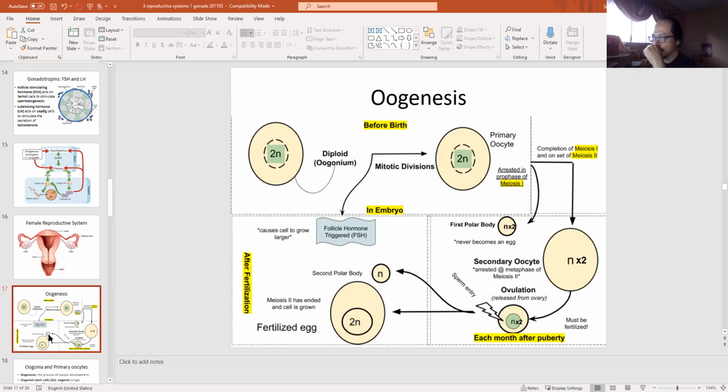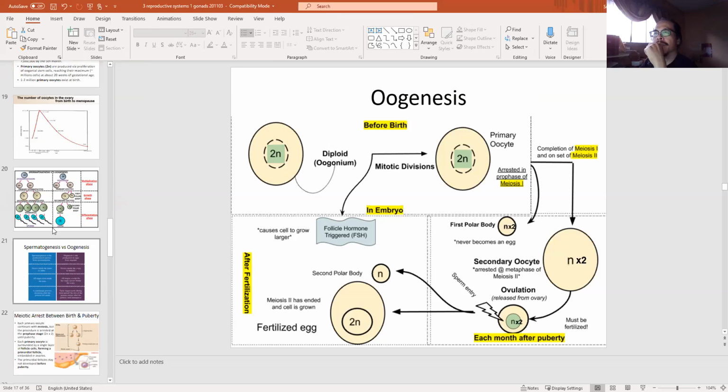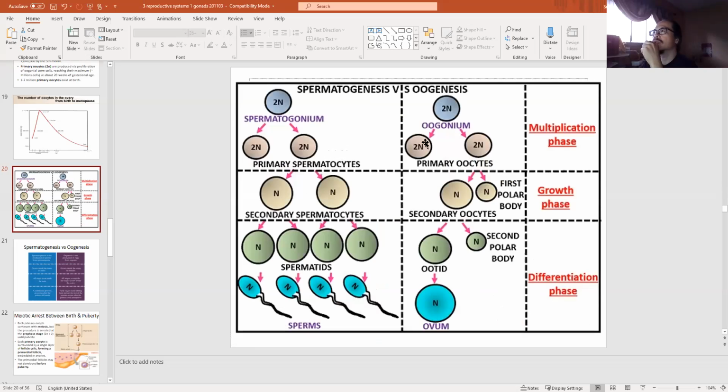They will start by having these stem cells. These are the oogonia. So we can compare these two right here. This is the spermatogenesis that we already learned. This is the oogenesis that we are going to learn. So it's very similar. They all have the stem cells, the spermatogonia and the oogonia.